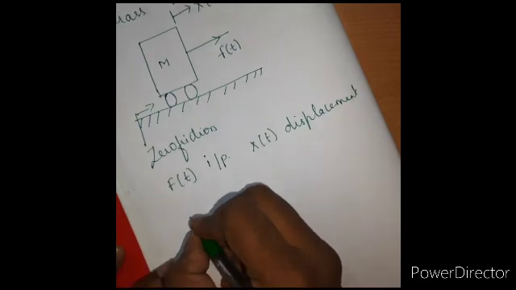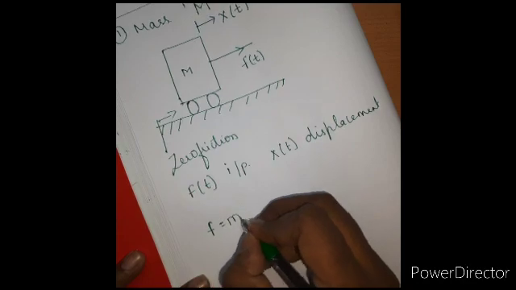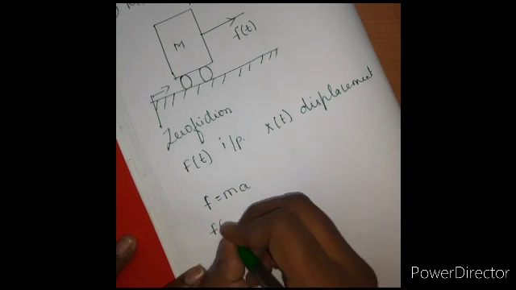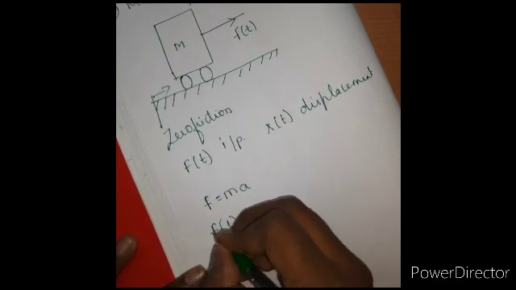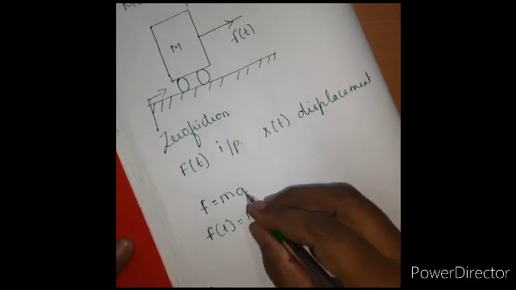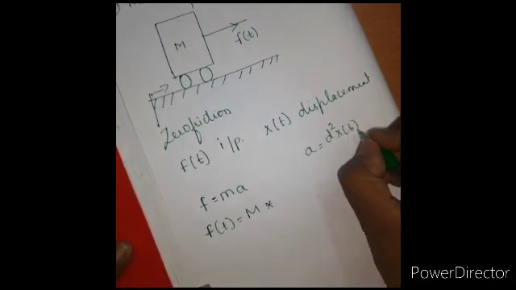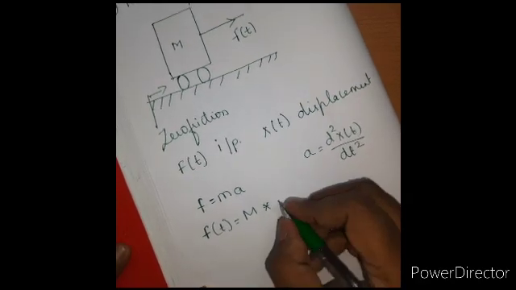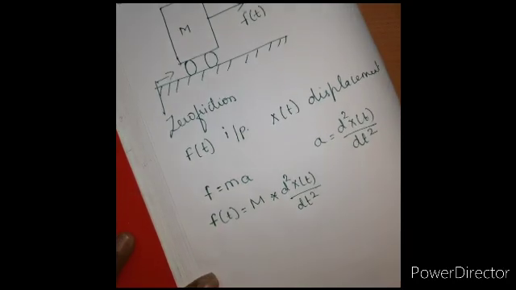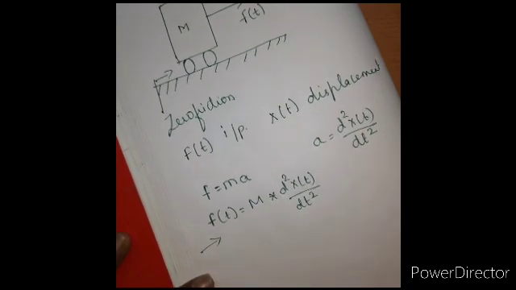Then what is the expression for f of t now? We know that F is equal to mass into acceleration. Same formula we are going to use here. Now f of t is equal to mass into acceleration. What is the formula for acceleration? It is d square x of t by dt square. So I am going to write here, f of t equal to m d square x of t by dt square. This is the formula for f of t.